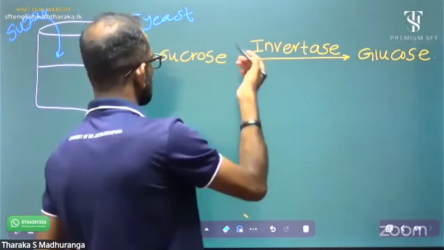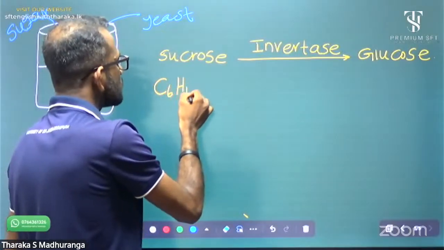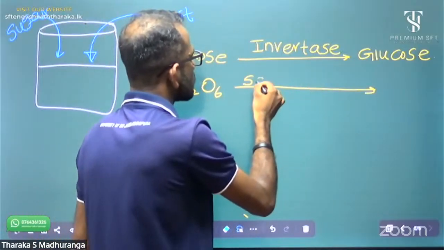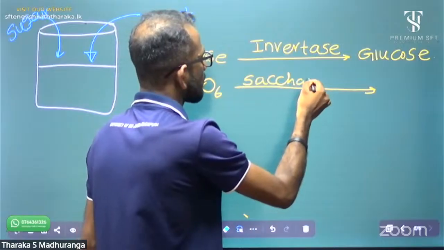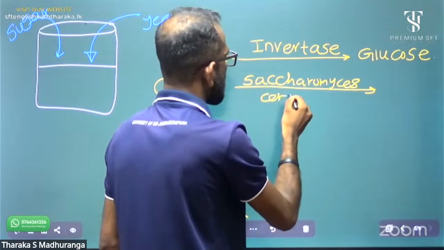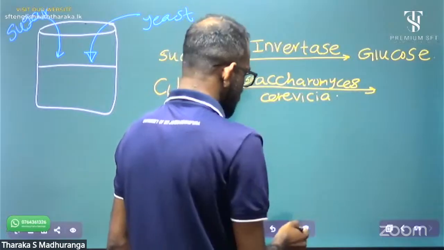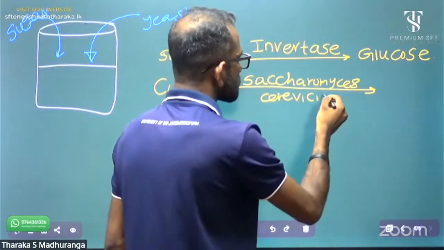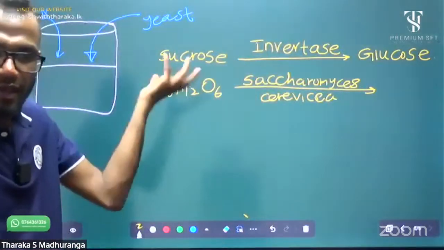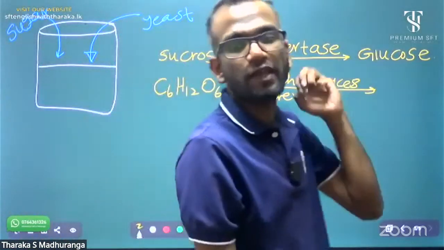Now glucose is produced. Glucose means C6H12O6. Saccharomyces cerevisiae works on this glucose. The glucose we added and the glucose in the wheat flour are fermented by Saccharomyces cerevisiae.